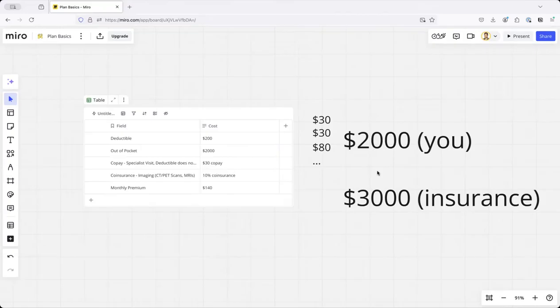So we're just talking about any amount of money that goes toward your deductible or is a copay coinsurance amount, and this does not include the monthly premium amount either. That is separate. This monthly $140 does not contribute to your out of pocket.